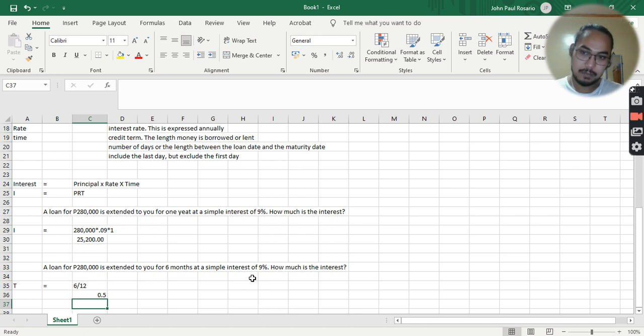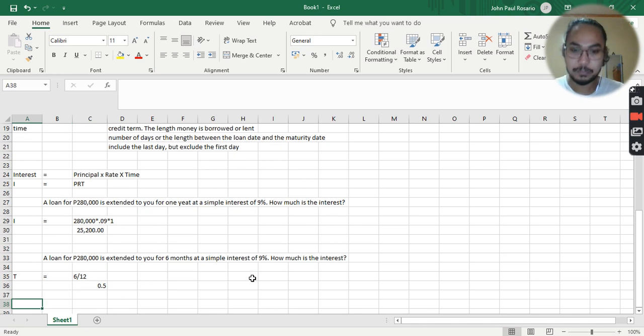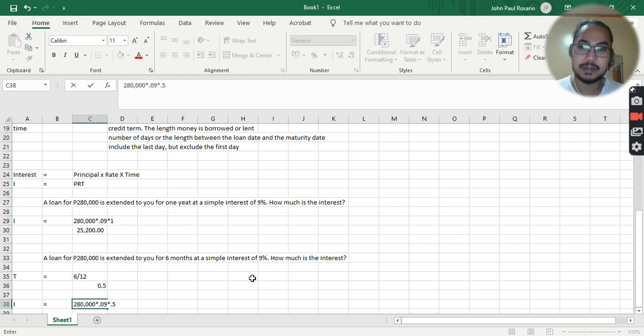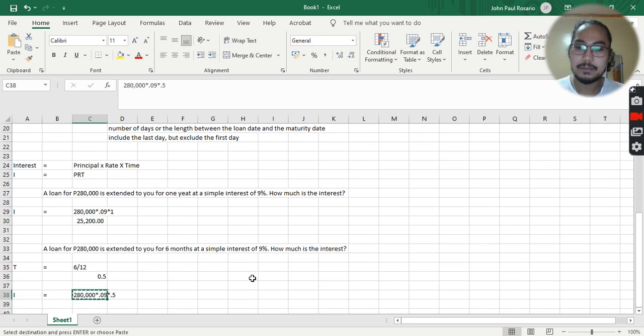So, since 0.5 imuhang time, you can now compute for interest as 280,000 multiplied by the annual simple interest rate, and multiply that by 0.5, which is your time expressed in years. So, pila man ni siya?